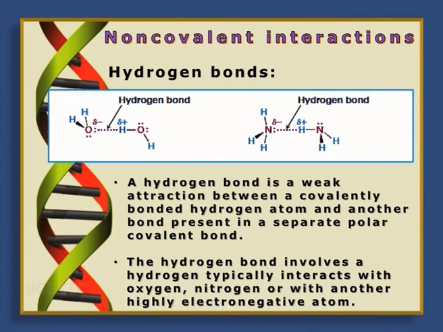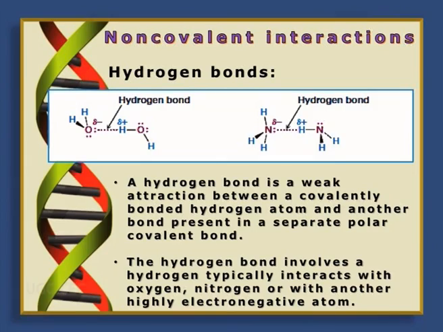Now, as you can see in this diagram, the hydrogen bond involves a weak attraction between a hydrogen atom covalently attached to an electronegative atom like oxygen or nitrogen, and an unshared pair of electrons present on another oxygen or nitrogen atom in a separate polar covalent bond. It's a very weak attraction between the dipoles, but it involves dipole-dipole interactions involving a polarized oxygen-hydrogen or nitrogen-hydrogen system.